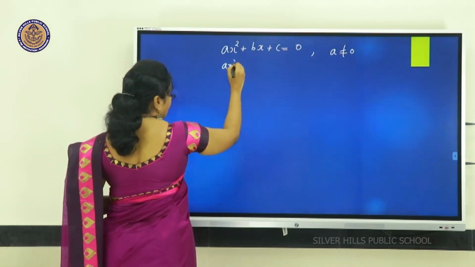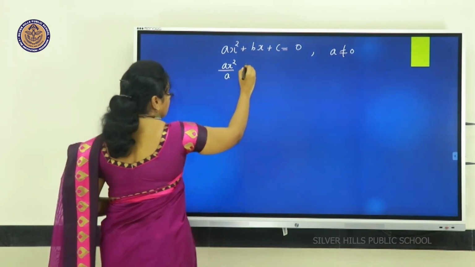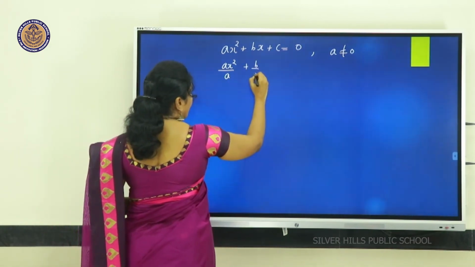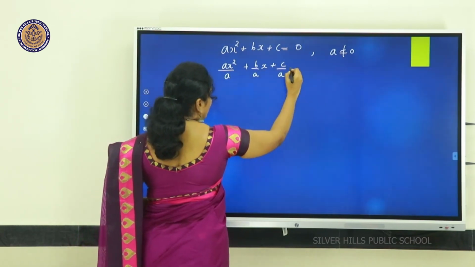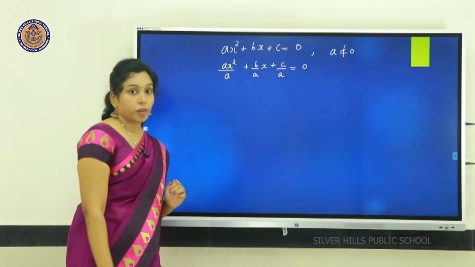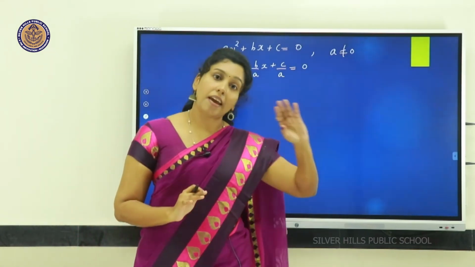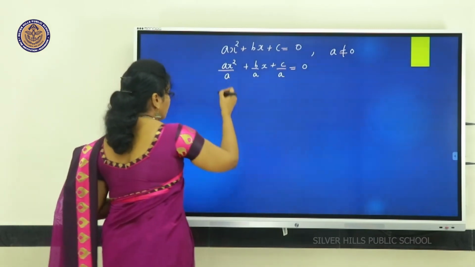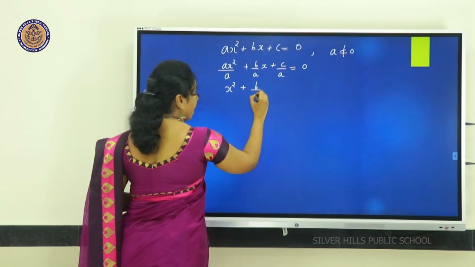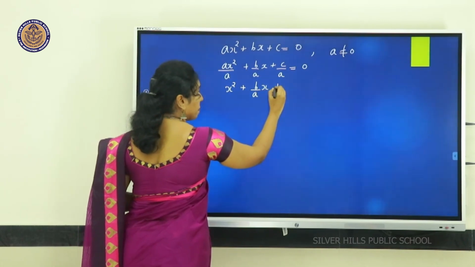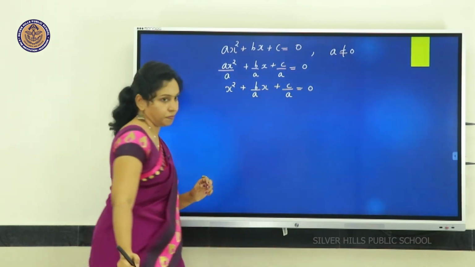ax square by a. Each term we are dividing, plus b by a x plus c by a equal to 0. Now look at the first term. Is there anything common there? a and a get cancelled. So we get x square plus b by a x plus c by a equal to 0.